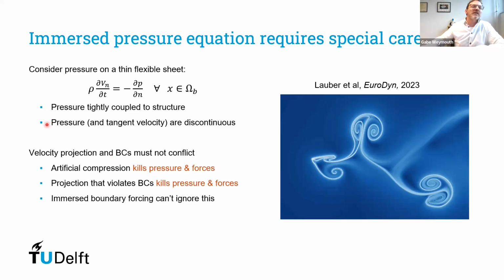Similarly, though, unfortunately, even if you do the projection, if you do some kind of a projection that violates the boundary condition, so that now we're getting velocities that don't match the body velocity, that's just as bad because it means you've solved for the wrong pressure. So that kills the pressure and the forces. And you really can't ignore that when you're doing the immersed boundary force.